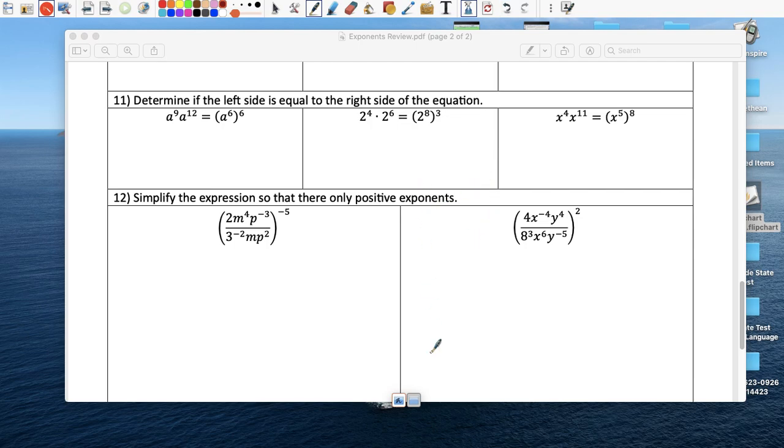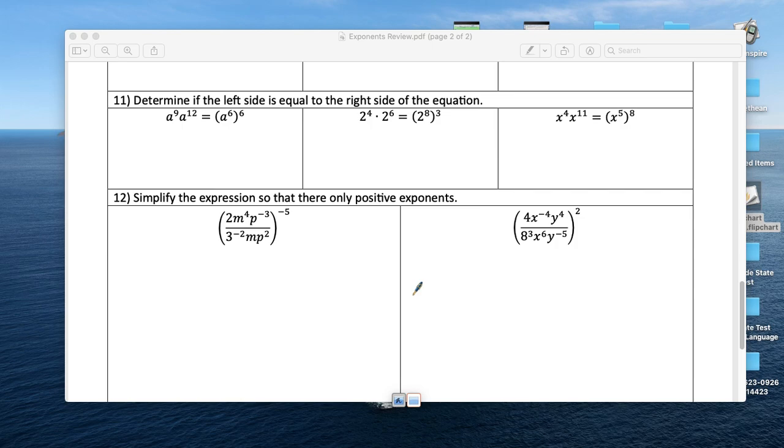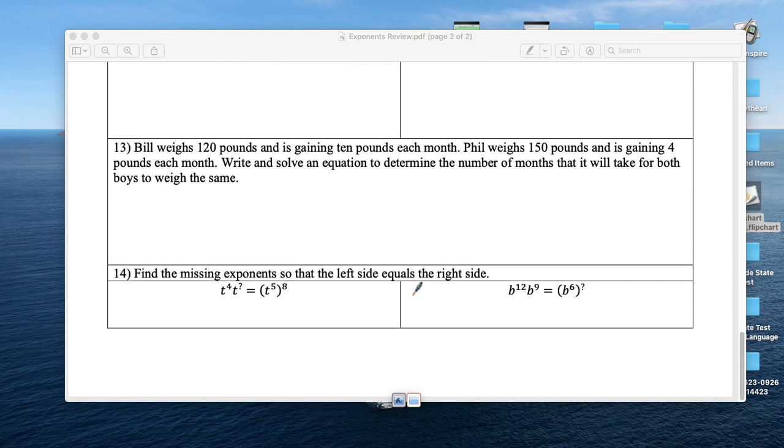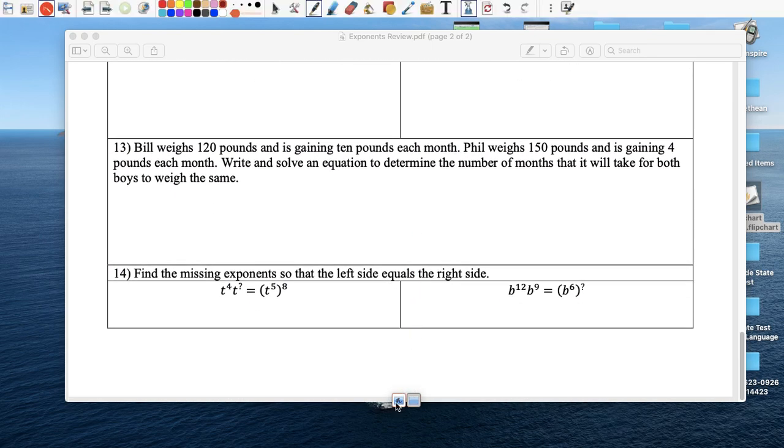Alright, anyways, if you run into a problem simplifying, just let me know. 13. Oh, I need a bonus word. That's a good question. Let me just take a look here. I need to get your bonus word.